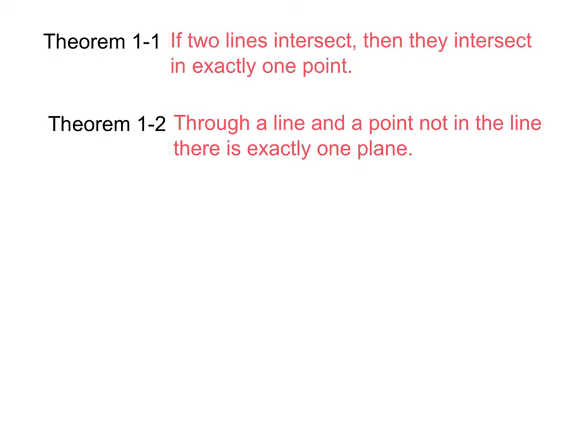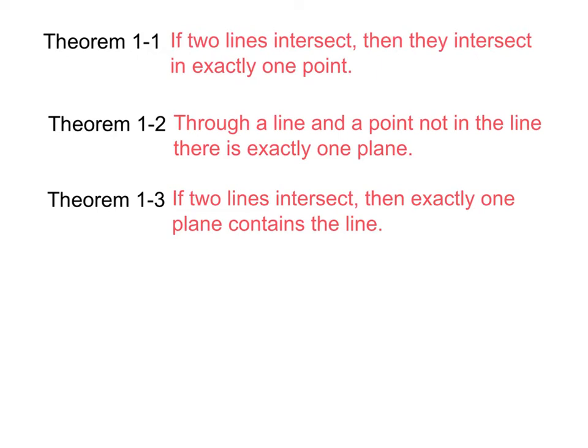The next theorem, Theorem 1-2, states, through a line and a point not in the line, there is exactly one plane. Now the last of our theorems in this chapter is Theorem 1-3, and it states, if 2 lines intersect, then exactly one plane contains the lines. Now, as I stated, theorems require proof. However, we're not going to write any proofs right now. We'll learn about writing proofs in the next chapter.